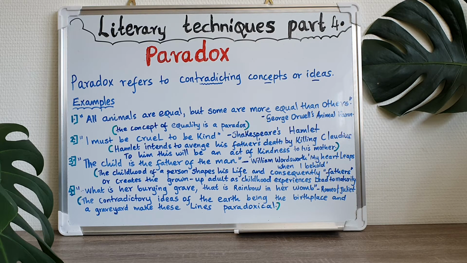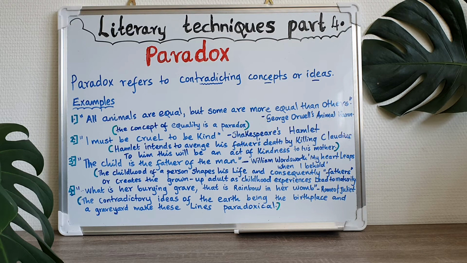Now, let us look at some examples and hopefully that will clarify everything for you. Example 1. All animals are equal, but some are more equal than others. You're probably familiar with that quote from George Orwell's Animal Farm. All animals are equal, but some are more equal than others. Now, this is a paradox because we have two ideas that are being contradicted, okay? And that is the concept of equality.